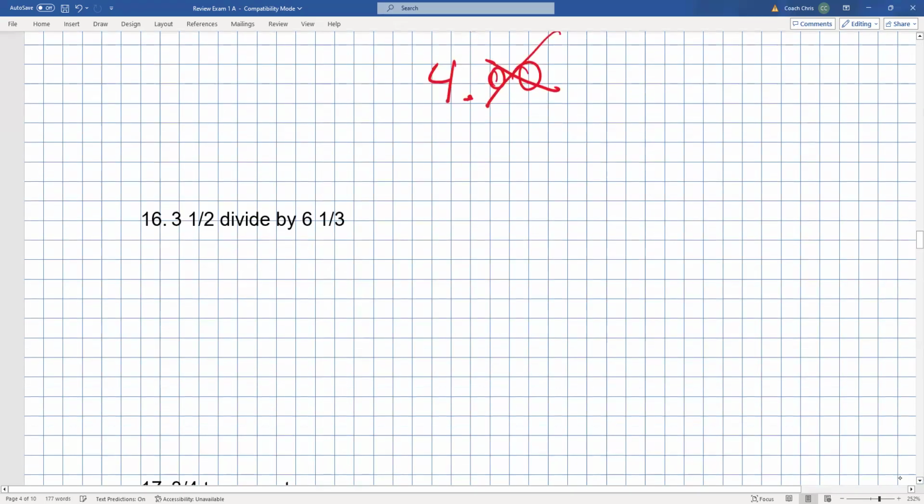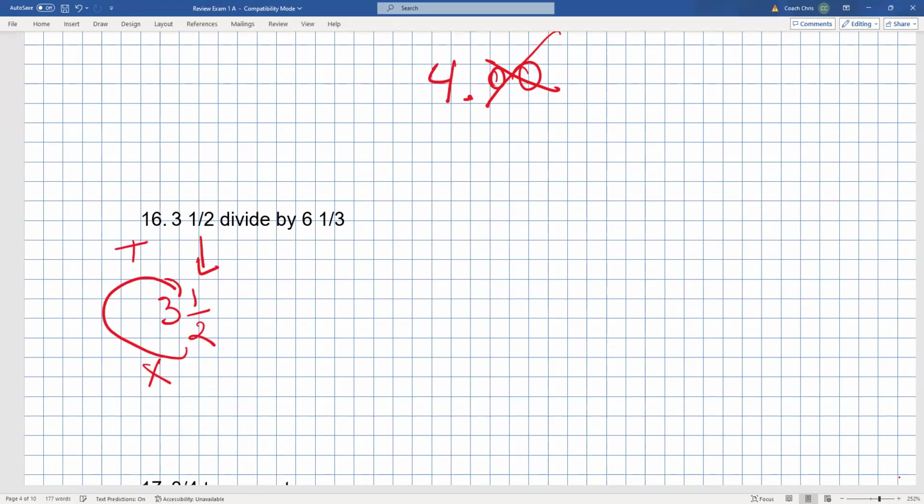All right. Here you have a mixed number divided by a mixed number. So you have to convert these to improper fractions. How do you do that? So 3 1/2: 2 times 3 is 6, plus 1, 7. So you get 7/2. Then the other one, you will have a 6 1/3. So 3 times 6 is 18, plus 1, you have 19 over 3. So now you're going to divide 7/2 by 19/3.